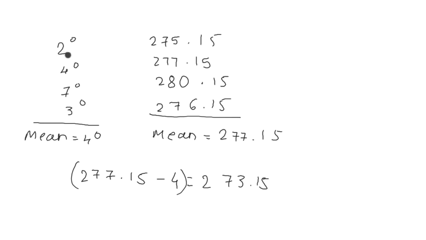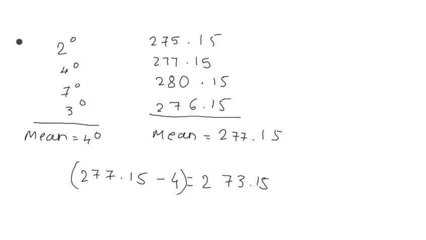So 2 degrees Celsius is nothing but 275.15 kelvins. Similarly, 4 degrees Celsius is equal to 277.15 kelvins, and so on. So if I find the arithmetic mean of these kelvin values, then the mean is nothing but 277.15. And here the mean of the degrees Celsius is nothing but 4 degrees Celsius.